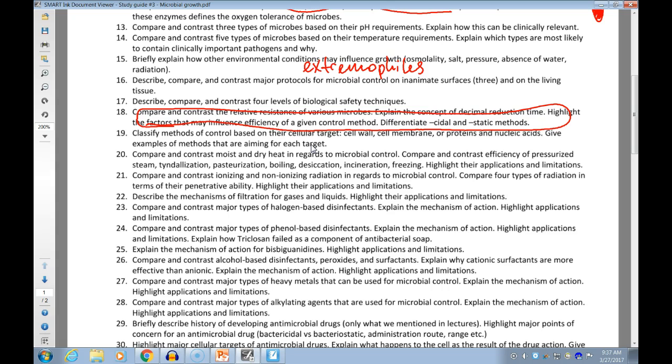Again, when I say applications and limitations, what I mean is, if you use heat, you have to treat something that is heat resistant. I mean, a patient is not that heat resistant. For example, food is not. Many chemicals aren't. Do you understand? Good.